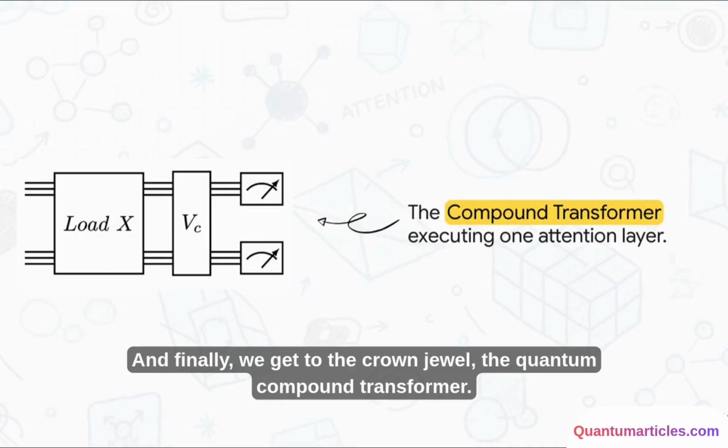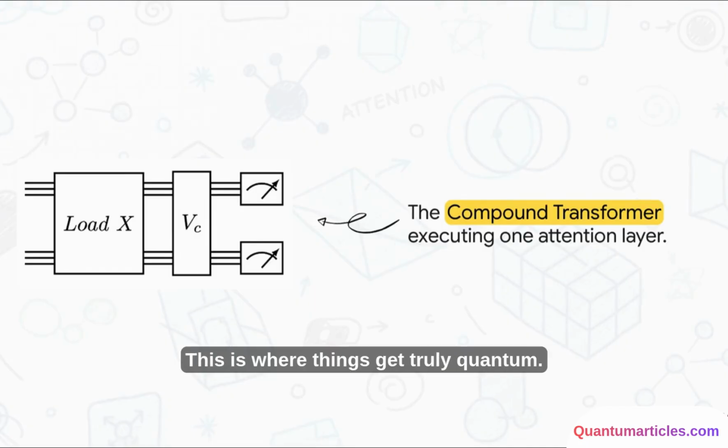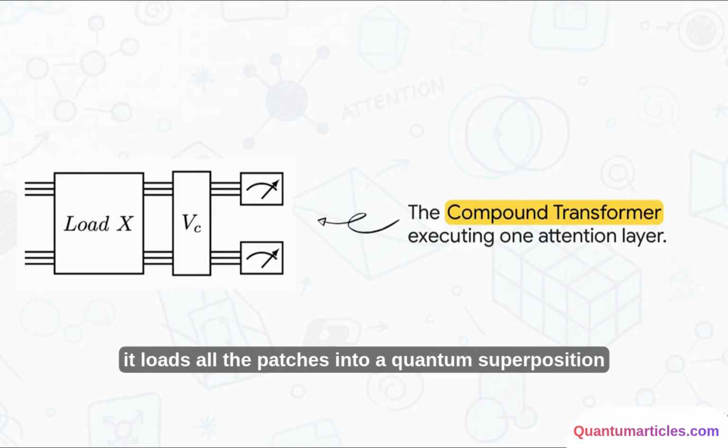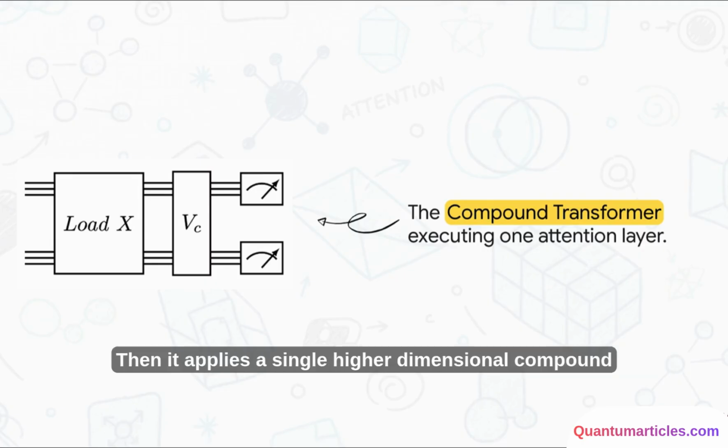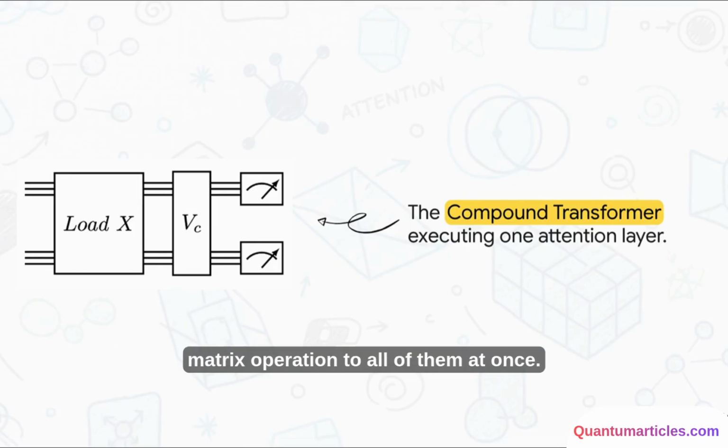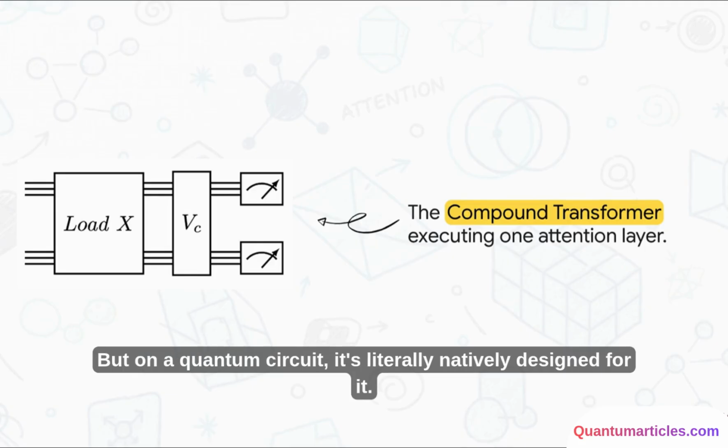And finally, we get to the crown jewel, the quantum compound transformer. This is where things get truly quantum. Instead of computing these patches individually, it loads all the patches into a quantum superposition at the exact same time. Then, it applies a single higher-dimensional compound matrix operation to all of them at once. Doing this kind of math on a classical computer is just incredibly hard and resource-intensive, but on a quantum circuit, it's literally natively designed for it.